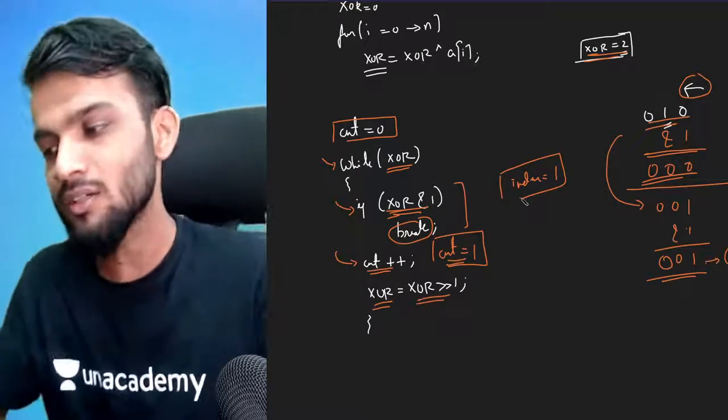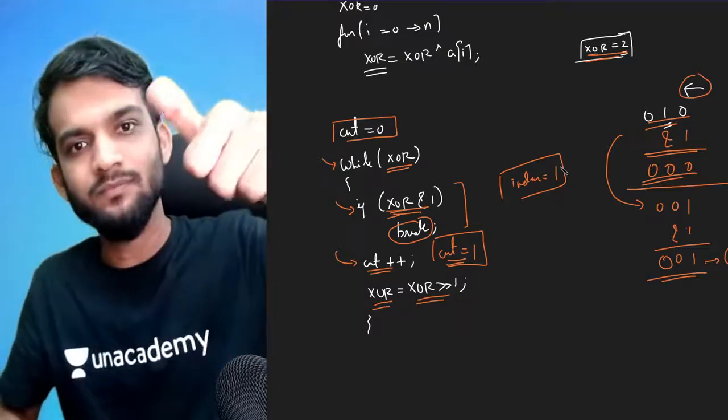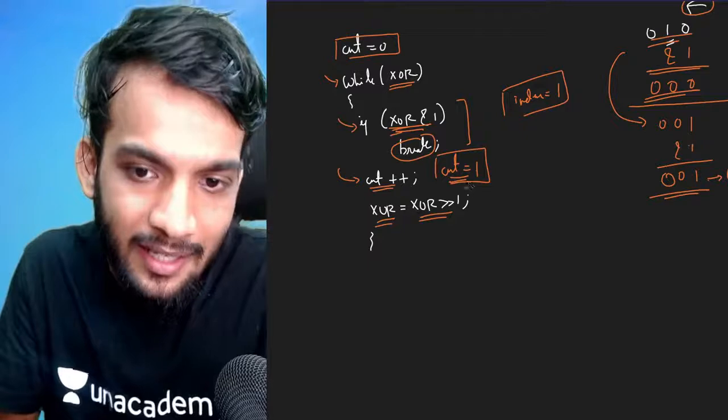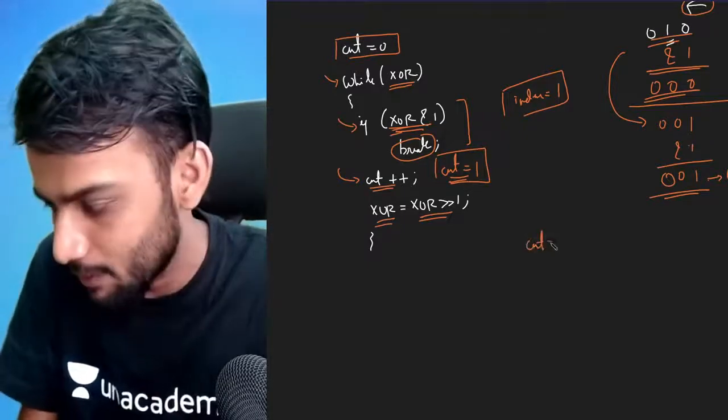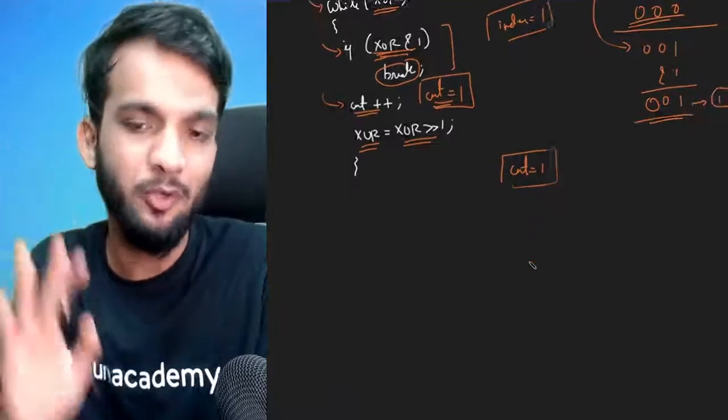Perfect. Clear till here? Tell me whether it is clear or not. Okay. Now we know that count is 1, right? We know count is 1. You can do it from the left. See, do it wherever. I just want to find a differ bit.